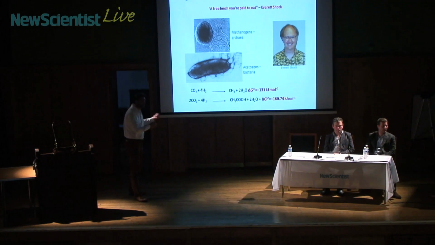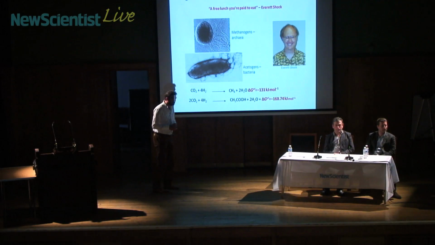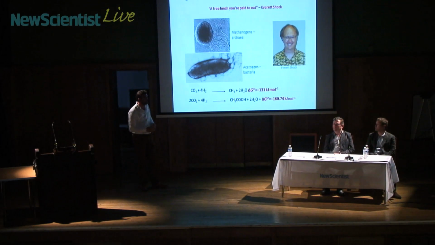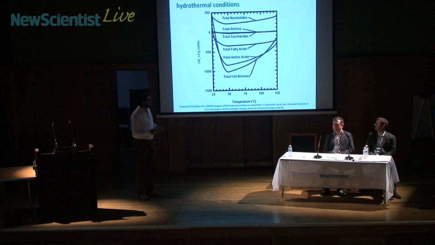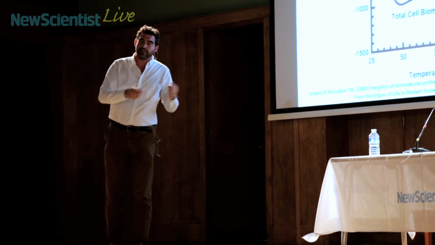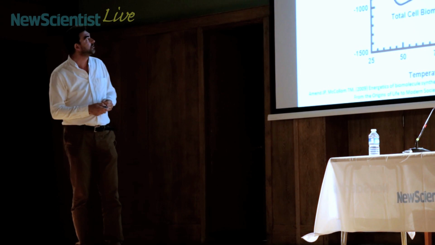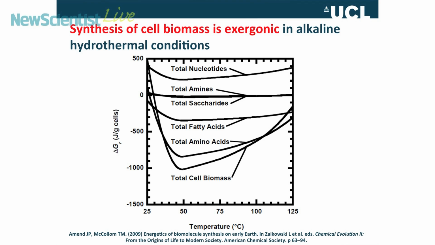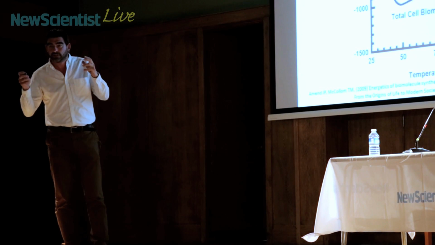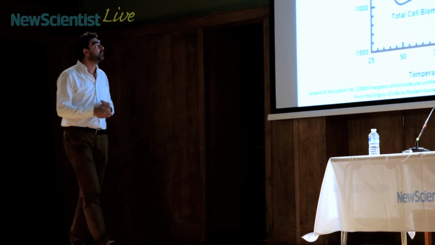If we could do this, we could produce synthetic gasoline, and it would solve a lot of the world's energy problems, but we've not figured out a way of doing it yet. It's not only producing methane and acetate, it's actually all organic matter. So this is theoretical thermodynamics, but basically anything which is a negative value here, if delta G is negative, that means it's releasing free energy. So the total cell biomass at temperatures between 25 and 125 degrees C, it releases energy to form total cell biomass from hydrogen and CO2 alone.